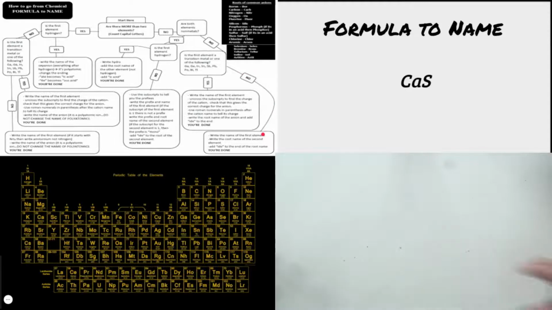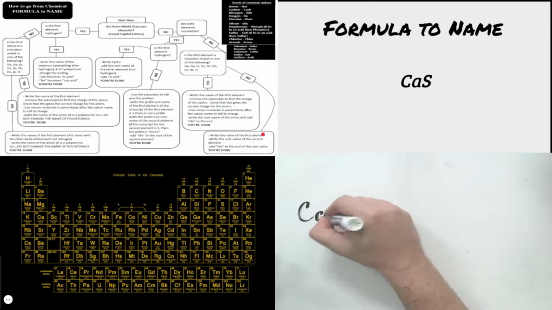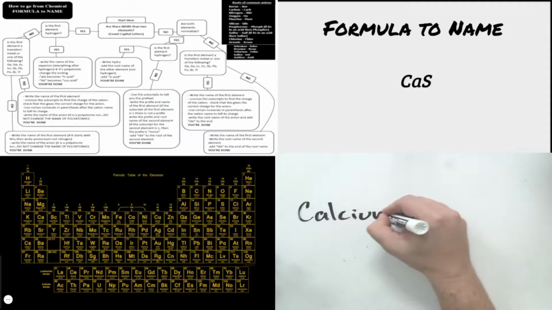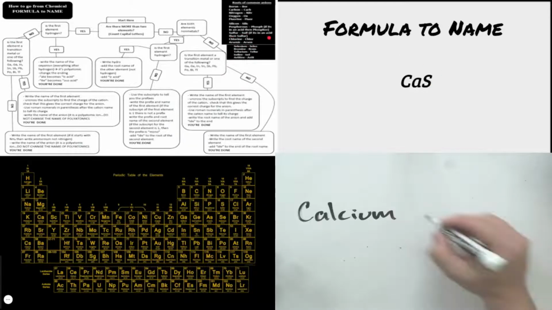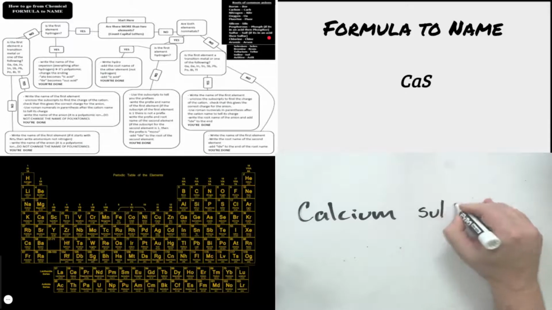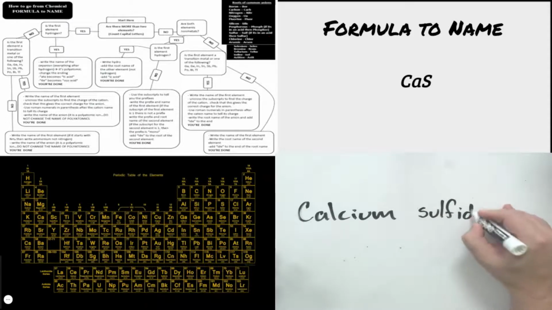So I follow this around and I'm going to write the name, calcium, and then I write the root of the second element. Sulfur is sulf, and then I add IDE. These are not that complicated. In fact, writing the name from the formula is a little bit easier than going the other way. Going from name to formula is a little bit harder. This is the easy one. So calcium sulfide. Let's look at another example.